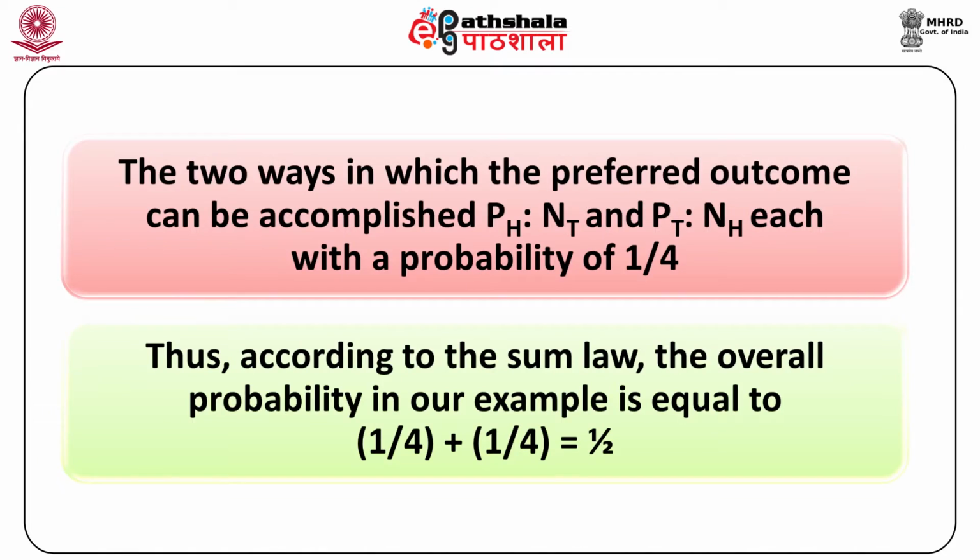In such a case, we do not care whether it is the penny or the nickel that comes up heads, provided that the other coin has the alternative outcome too. There are 2 ways in which the desired outcome can be accomplished. One is PH with NT and the other is PT with NH, each with a probability of 1/4. Thus, according to the sum law, the overall probability in our example is equal to 1/4 plus 1/4, which is equivalent to 1/2.